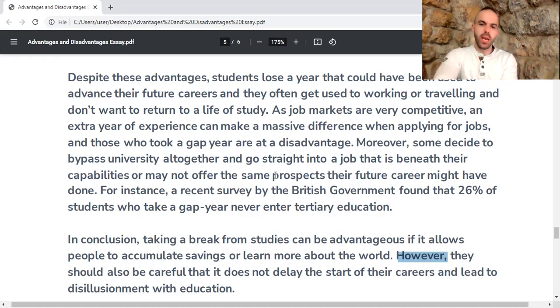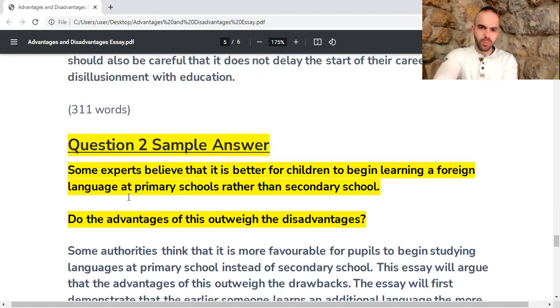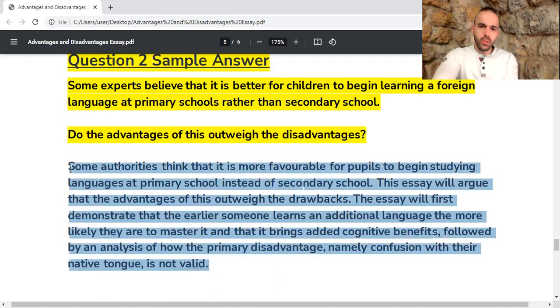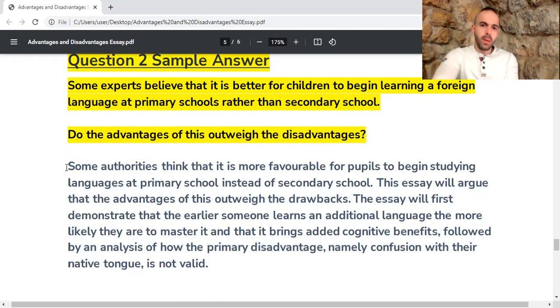Now let's move to the second question type, which is that one. Some experts believe that it's better for children to begin learning a foreign language at primary schools rather than secondary school. Do the advantages of this outweigh the disadvantages? So now let's read the question. Let's read the introduction together. So now let's read first the paraphrased sentence.